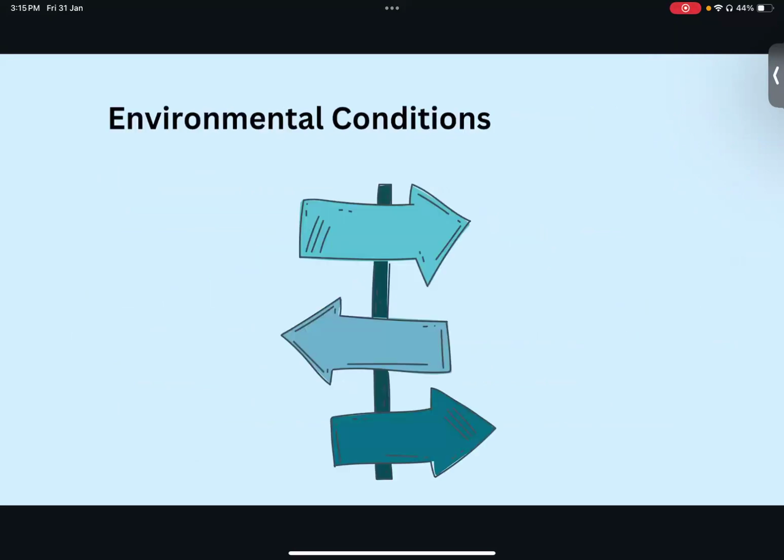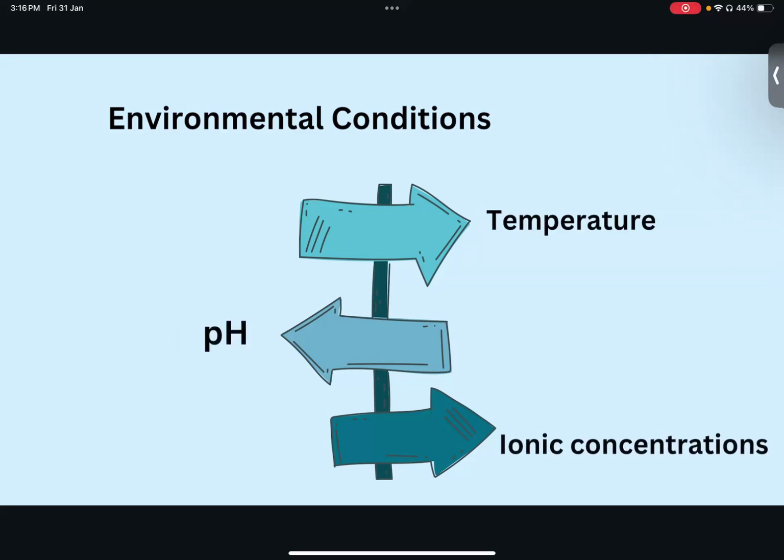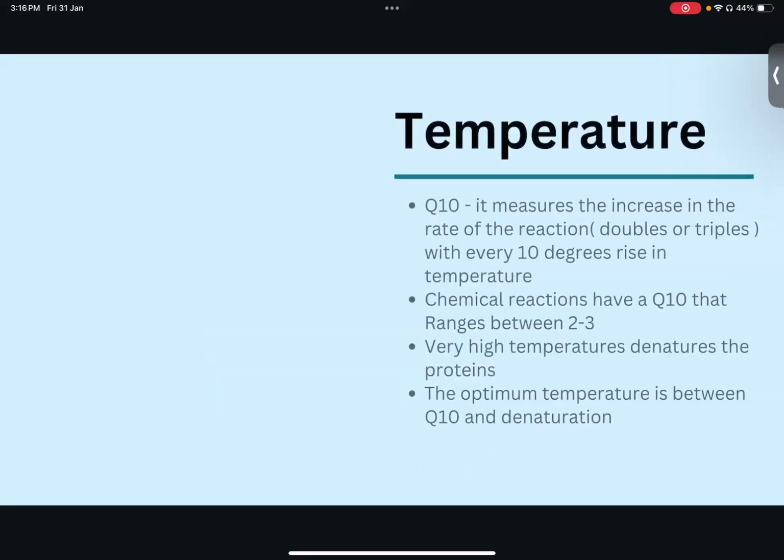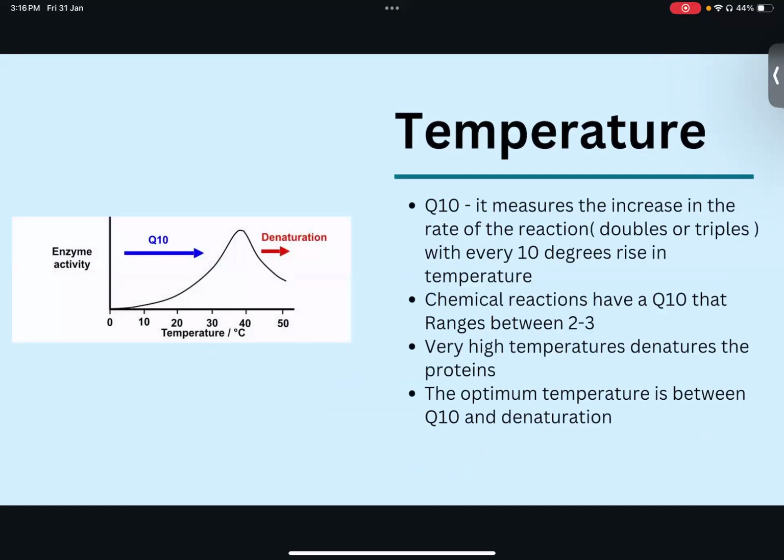So we'll talk first about the environmental conditions. What are the environmental conditions that might affect the enzyme's activity? These are the temperature, the pH, and the ionic concentration. How do these affect the enzyme activity? The temperature. So we know that as we increase the temperature, we increase the rate of the reaction, right?